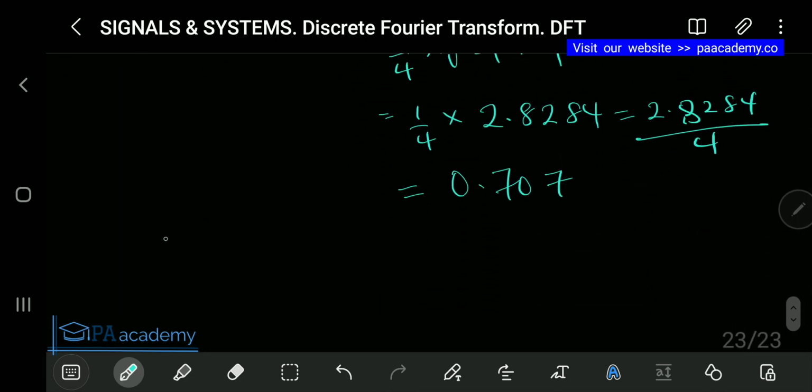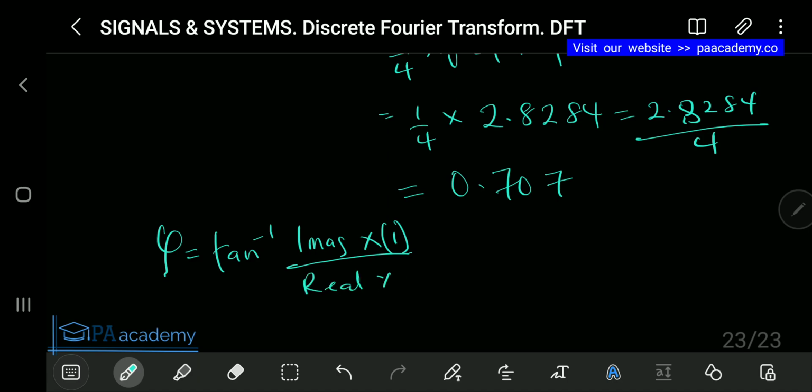Now let's just calculate the angle or the phase. So don't forget, for that it is going to be tan inverse of the imaginary part of X of 1 divided by the real part of X of 1. Okay, so now let's continue. So that will give us tan inverse of, now the imaginary part is -2, right? So that will be -2 over the real part of X of 1, which is 2, over 2.